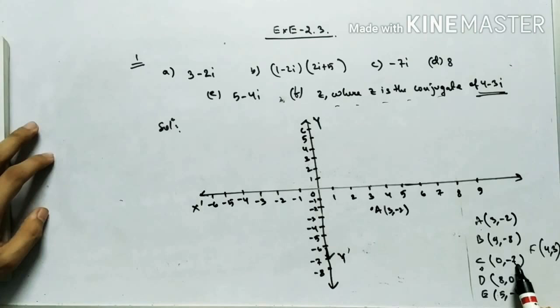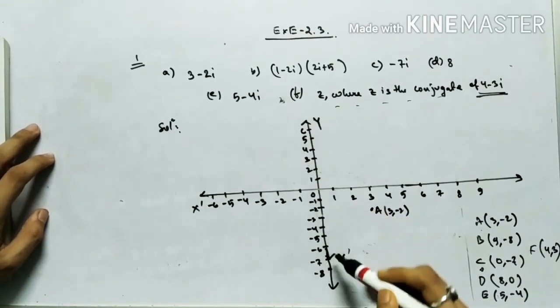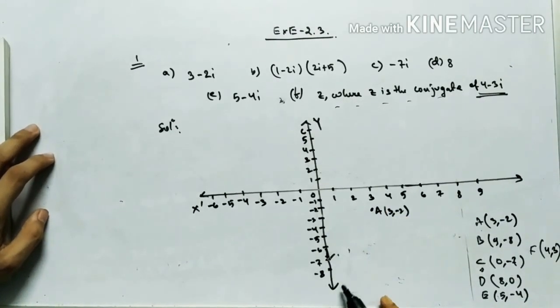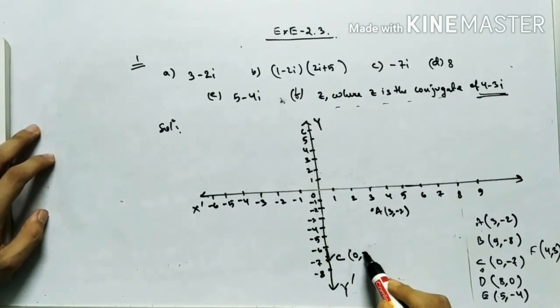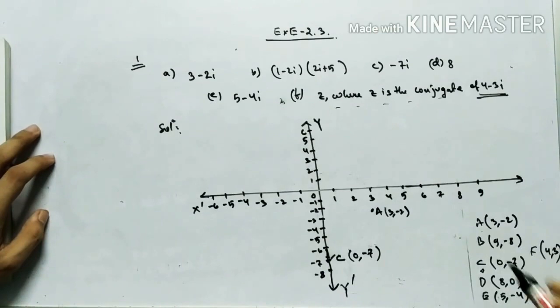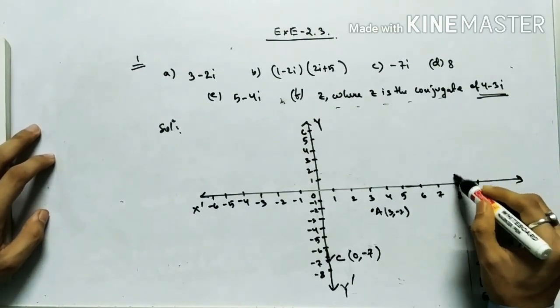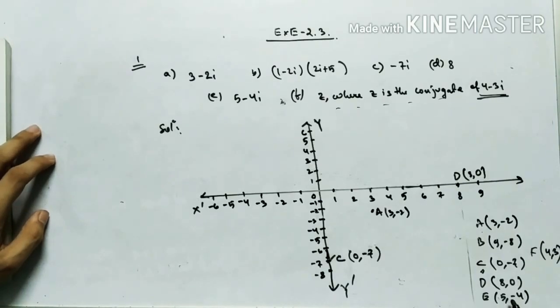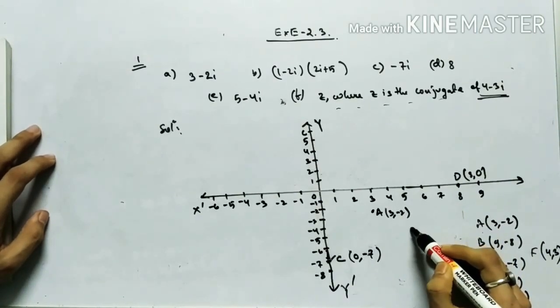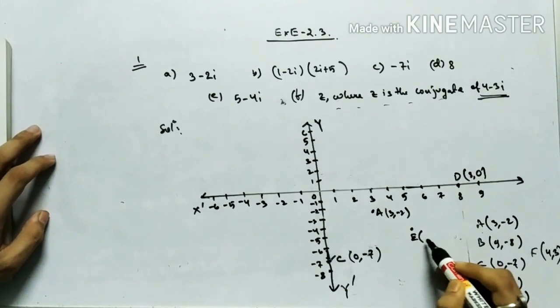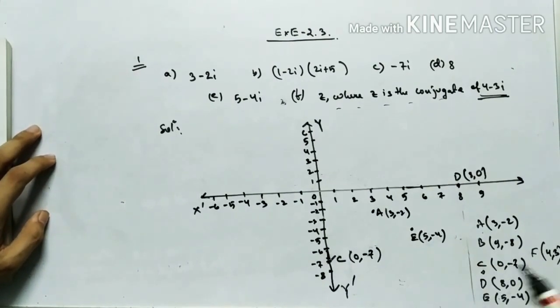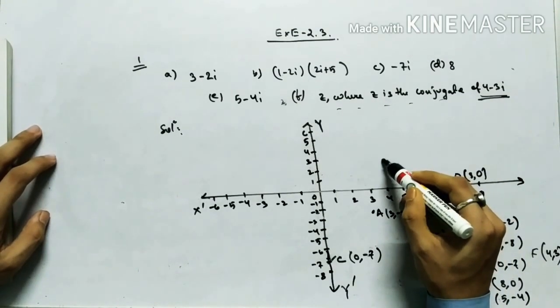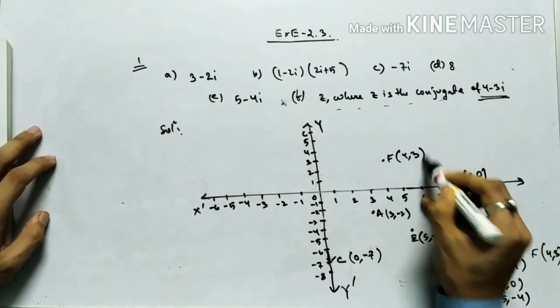This is C, (0, minus 7). So this is your C point. Next, (8, 0): this is your D point. Next, E point, (5, minus 4), somewhere over here it will be E. And next F, (4, 3). So this is your F, which is (4, 3).